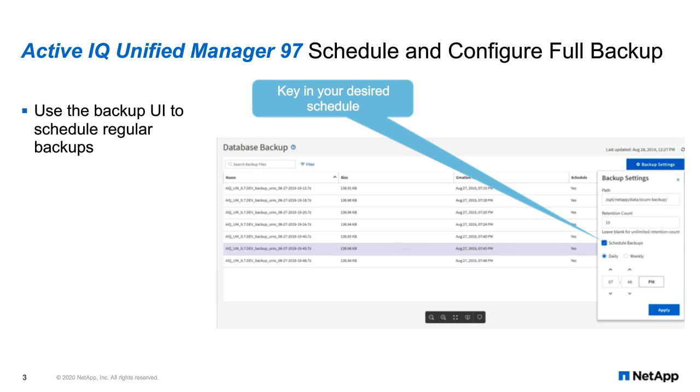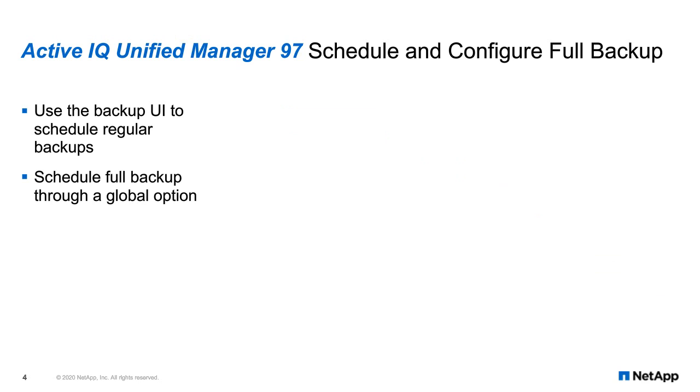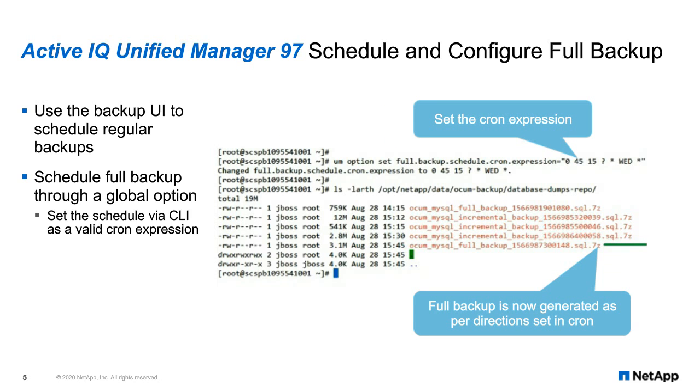To schedule when you want to rotate the full backups, you're going to need to log into the UMCLI, and then you can go in and set the option of when you want it to rotate these. Please note that it's in cron notation, so you can see here where we've rotated it. You have your full backup, your incrementals, and then we now have a new full backup.